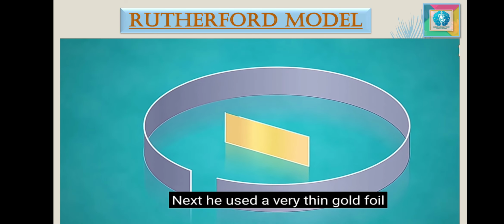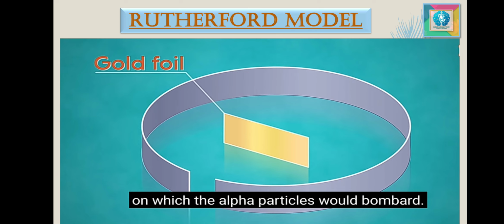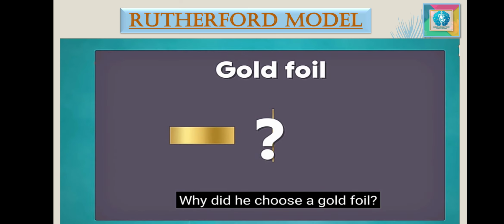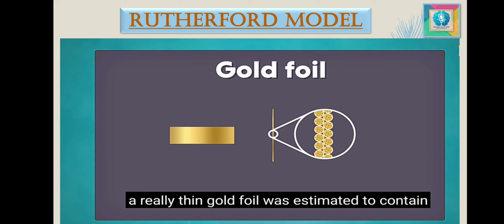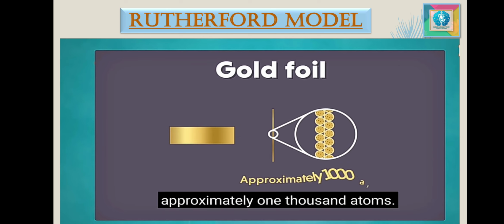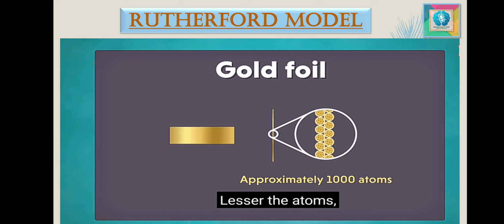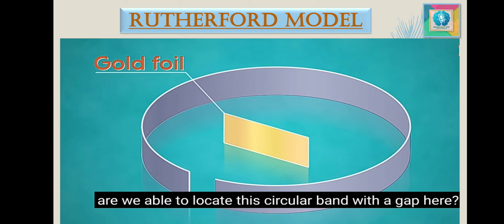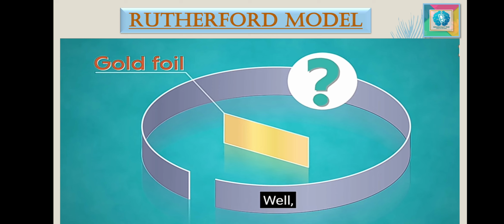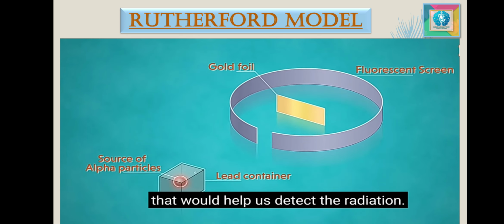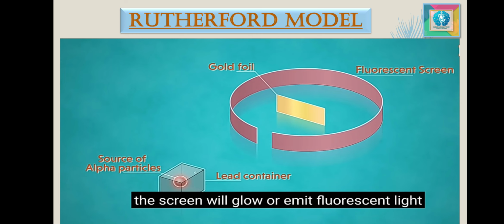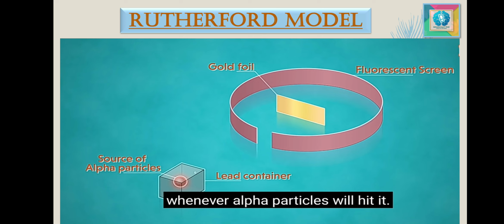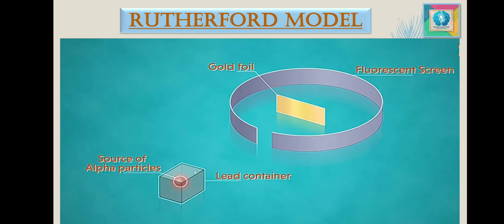Due to their greater mass and energy compared to the protons, the alpha particles were used in the experiment. Next, he used a very thin gold foil on which the alpha particles would bombard, because the thin gold film was established to contain approximately 1000 atoms. Lesser the atoms, more convenient the experiment would be. Lastly, a fluorescent screen was used to help detect the radiation. Whenever the alpha particles hit, the screen will glow or emit fluorescent light, and the track of the alpha particles will be traced properly.